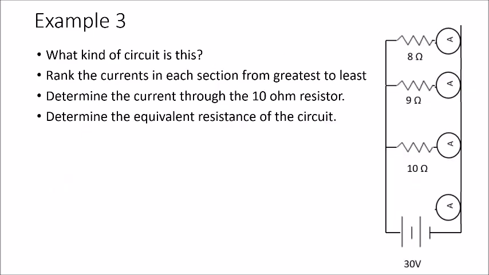Example 3. What kind of circuit is this? Rank the currents in each section from greatest to least, and we'll call this ammeter number 1, ammeter number 2, ammeter number 3, and ammeter number 4. Determine the current through the 10 ohm resistor and determine the equivalent resistance of the circuit.